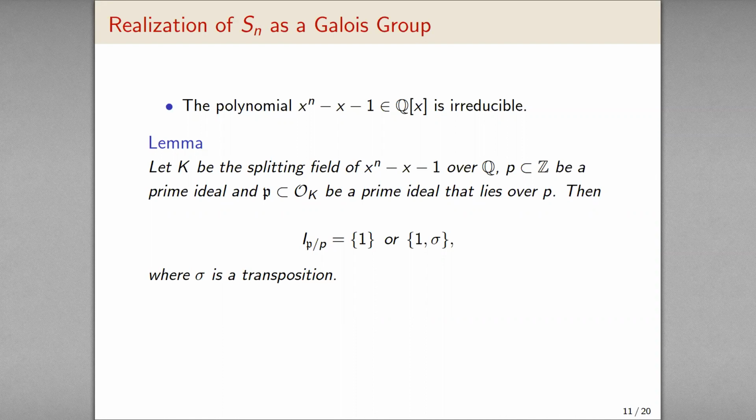Now, a theorem in group theory states that if a subgroup of Sn is transitive and it's generated by transpositions, then it's actually the whole group. And since the polynomial x to the n minus x minus 1 is irreducible, its Galois group has to be transitive. And we saw that the Galois group is generated by transpositions. So we can say that the Galois group of x to the n minus x minus 1 is Sn. So we managed to realize Sn as a Galois group over Q.